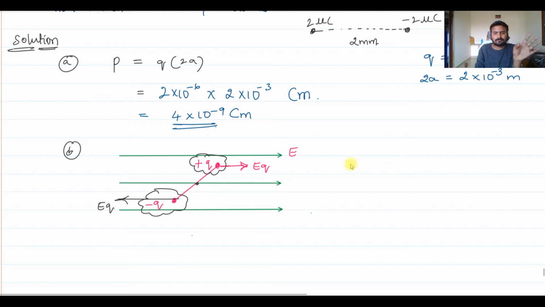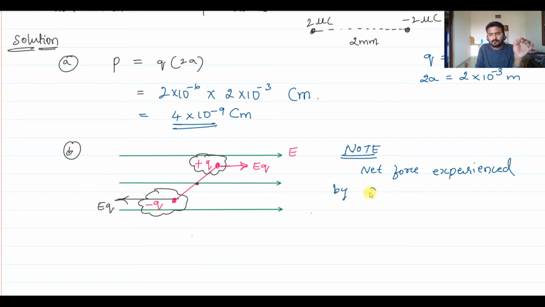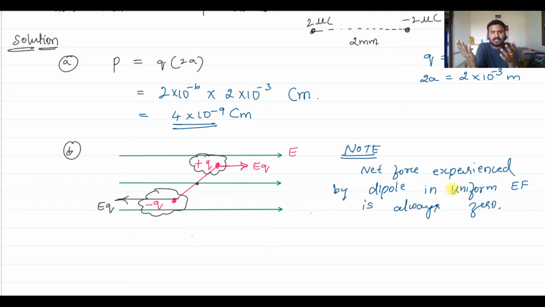So net force, I'll write it as a note. Net force experienced by a dipole in a uniform electrical field is always 0. Remember that. Okay? Uniform electrical field. In a non-uniform electrical field, yes, the dipole will experience force. In a uniform electrical field, it will not experience any force.